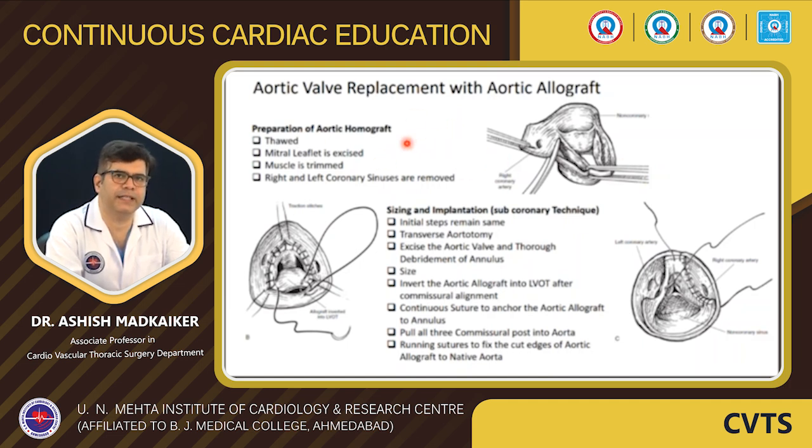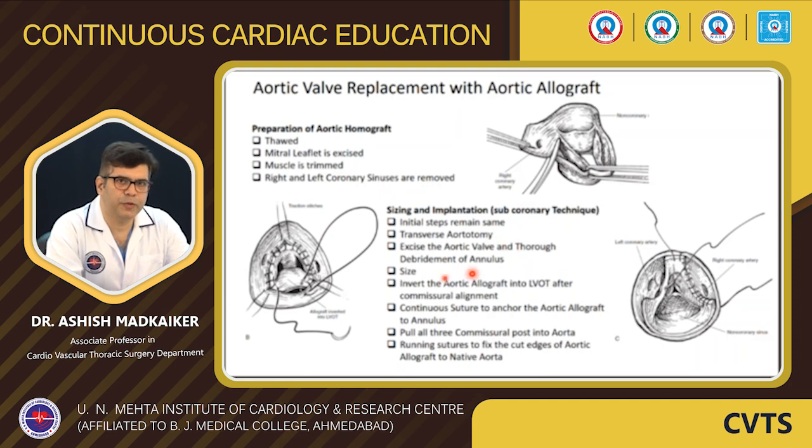The first thing is that we need to prepare the homograft. Once we have got the homograft of the desired size, we need to thaw it, and then we need to excise the mitral leaflet which is there along with it, trim the muscles, and take off the coronary buttons of the homograft, so that it becomes ready for implantation as an AVR.